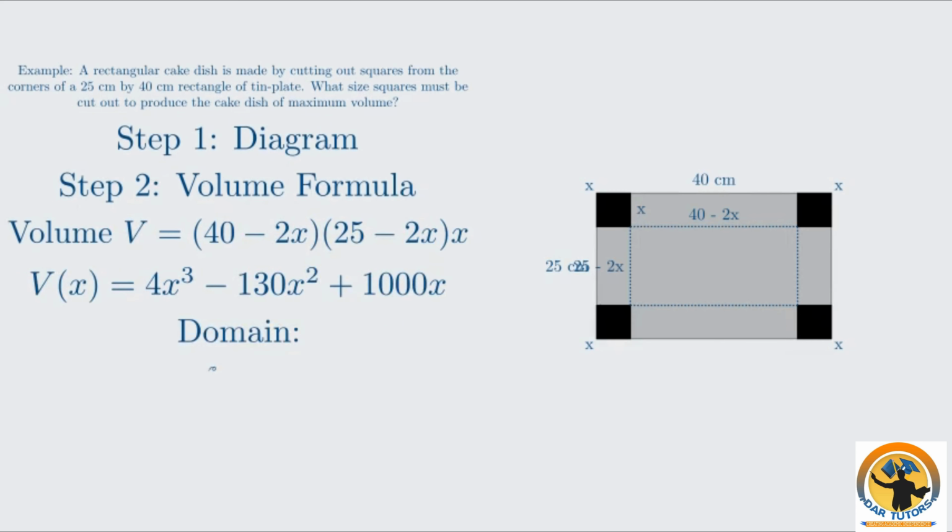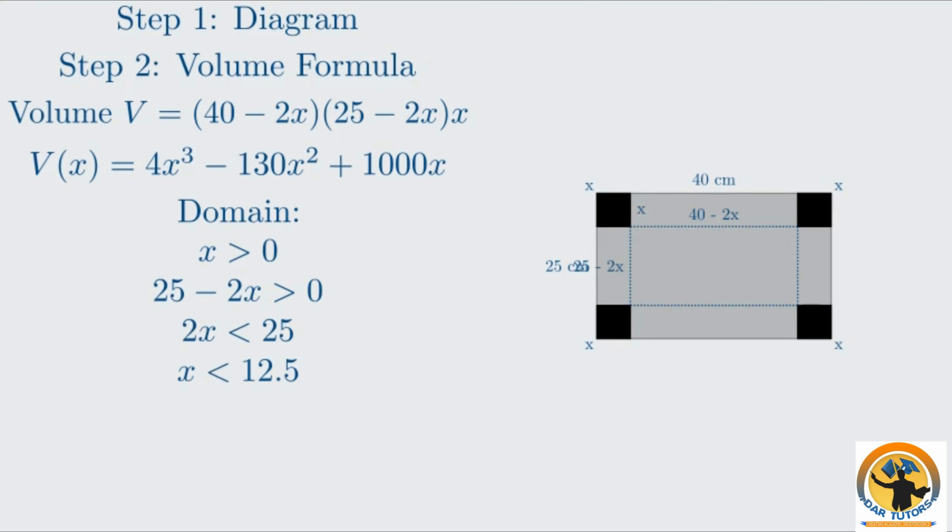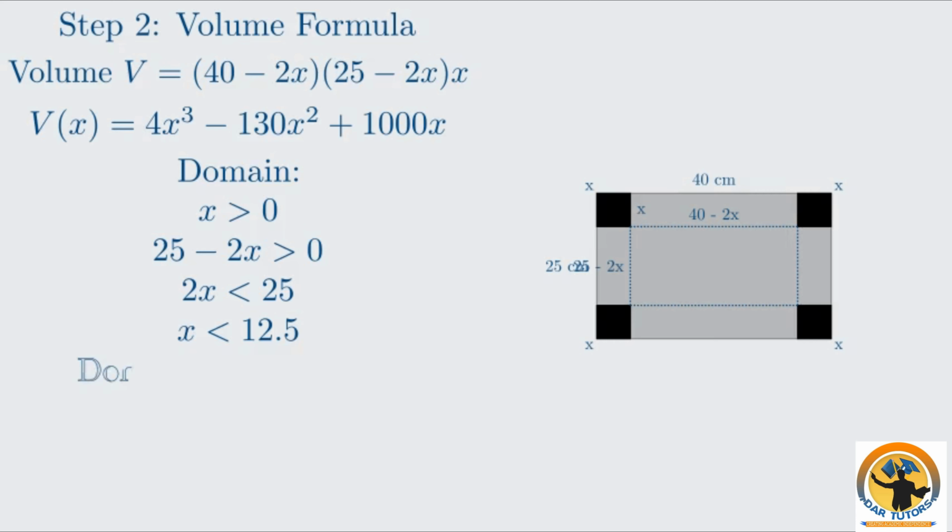Now for the domain. The side length x must be positive. Also, the width of the base, 25 minus 2x, must be positive. This means 2x must be less than 25, so x must be less than 12.5. Our domain is 0 is less than x is less than 12.5. This domain is crucial for our final answer.